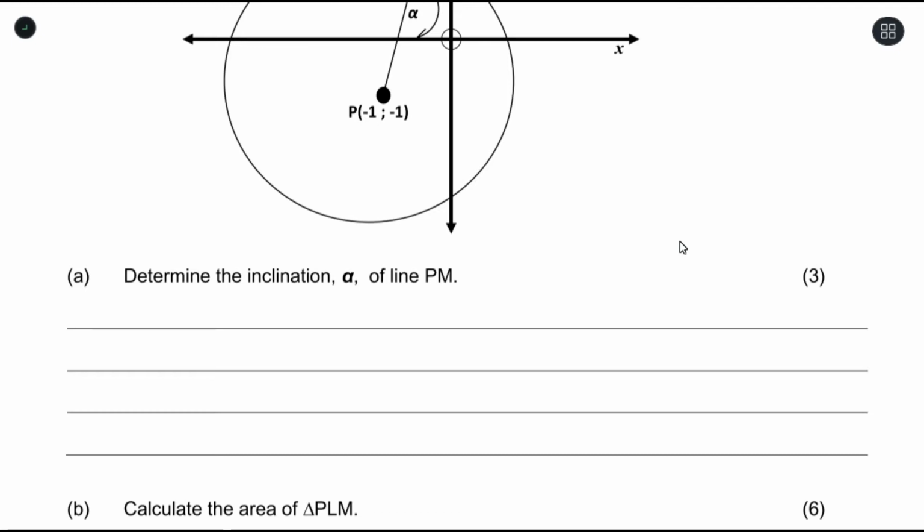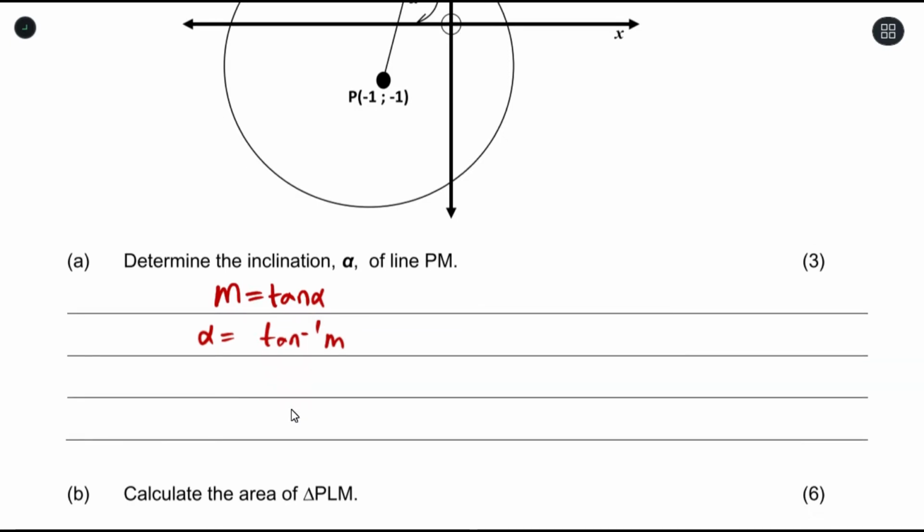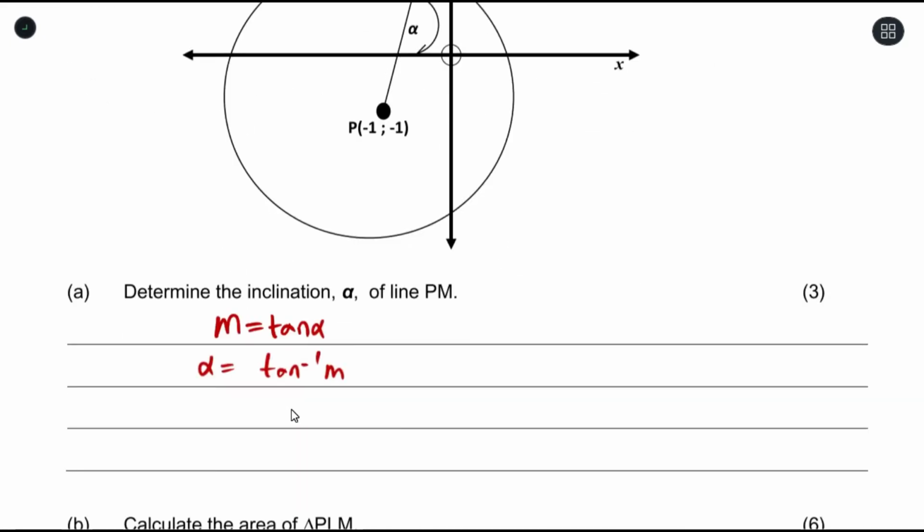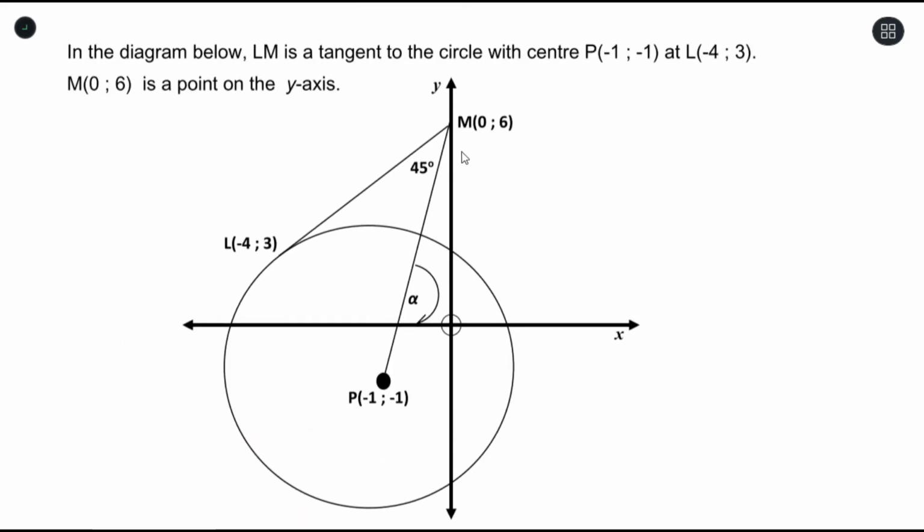To get your angle of inclination, the formula we use is m = tan alpha. So we are trying to find this alpha. Basically, alpha is tan to the power of -1 of m, so the second function of tan, applied to m. To calculate our angle of inclination, the gradient is very important. Since we are working with the line MP, we need to get the gradient of MP.